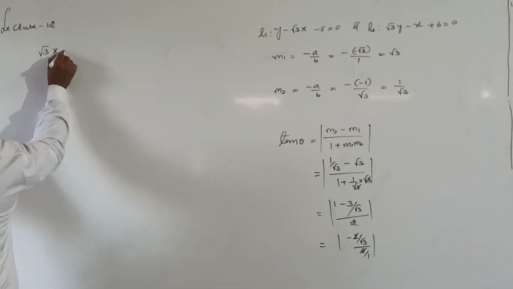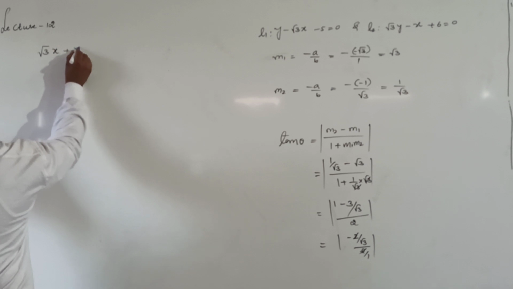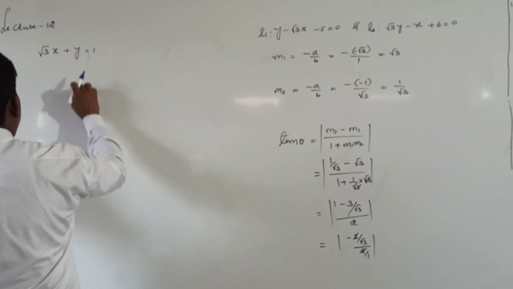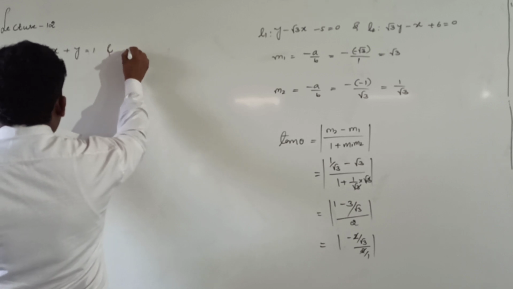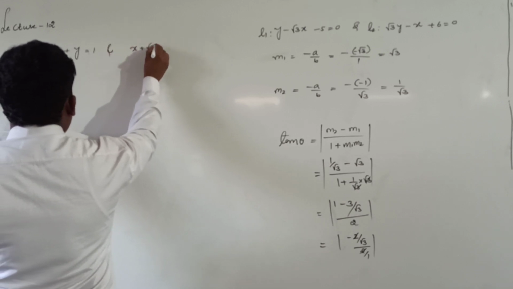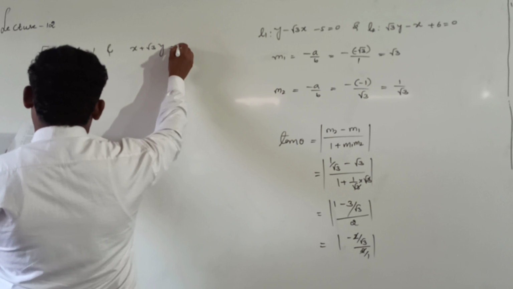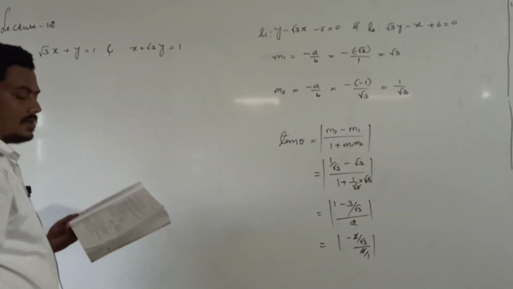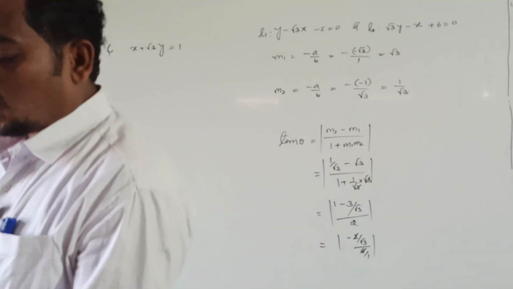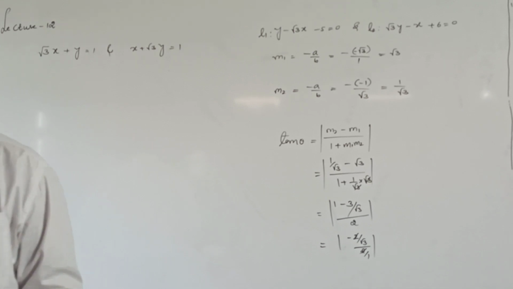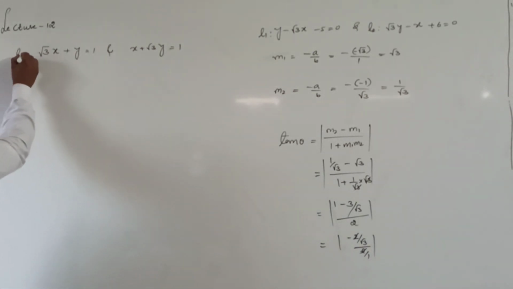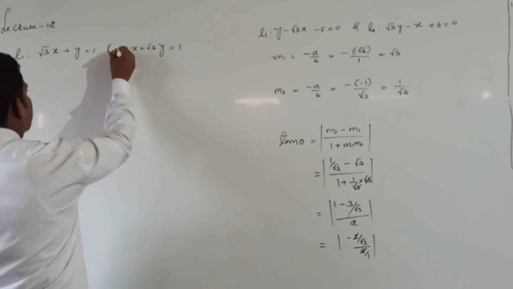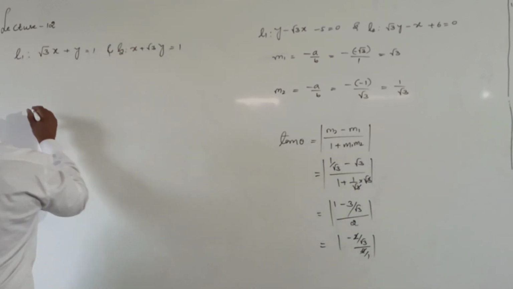Root 3x plus y is equal to 1 and x plus root 3y is equal to 1. Find the angle between these two lines. Angle between these two straight lines, I will take first line as L1 and second line as L2.